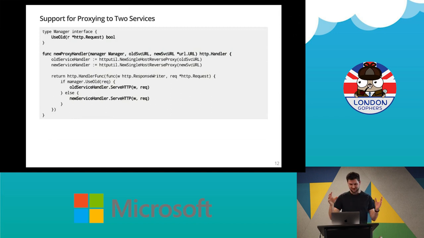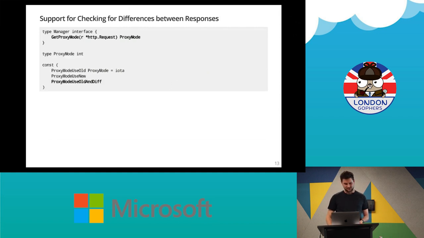And so what we do in our HTTP handler is we call our manager and figure out whether we should use the old service or the new service. Based on that, we call the appropriate proxy handler. So nice and simple. We have a dynamic way of routing requests to two different services. So let's make things more interesting. Let's add support for routing the data to the two APIs and then comparing their responses.